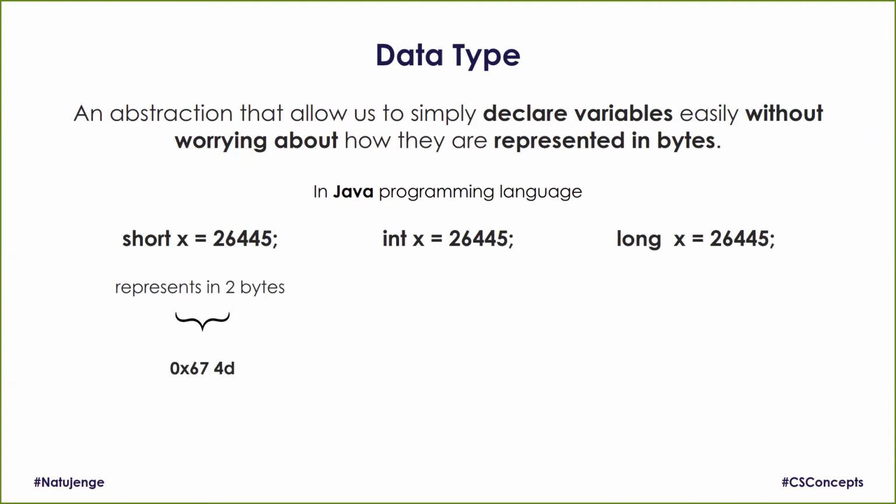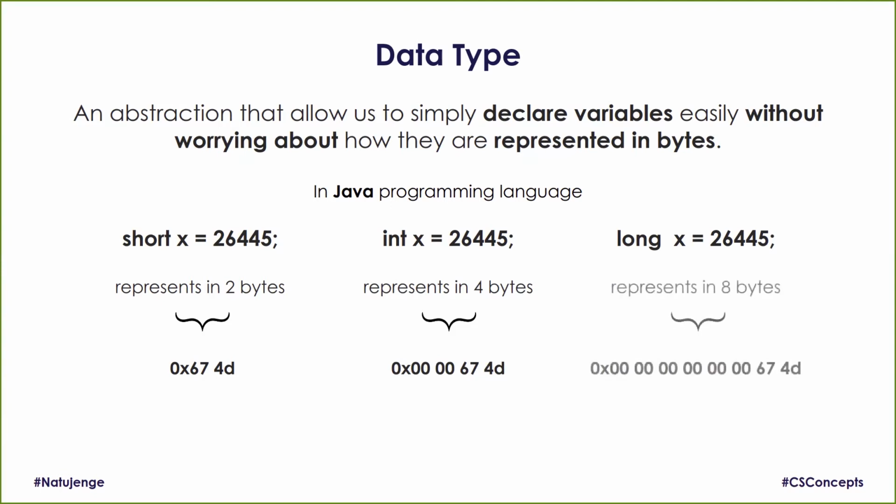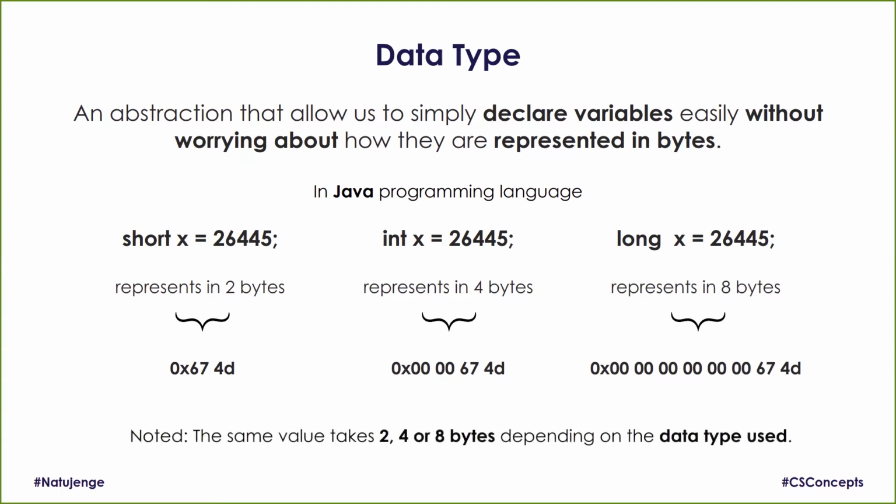26,445 represented in hexadecimal is 674D, 2 bytes. Integer, 4 bytes. And you can see the same value represented as hexadecimal. Long, 8 bytes, meaning that you're talking about 64 bits, and you can see the value represented as hexadecimal on the screen. So this basically means that the same value can actually be stored in 2 bytes, 4 bytes, or even 8 bytes, depending on the data type that you use.